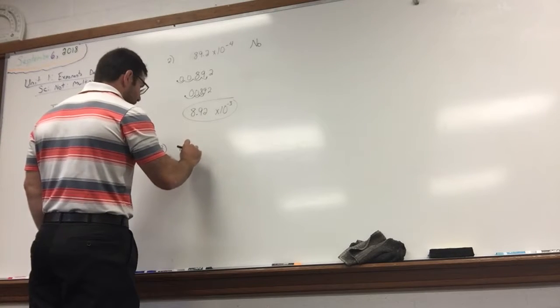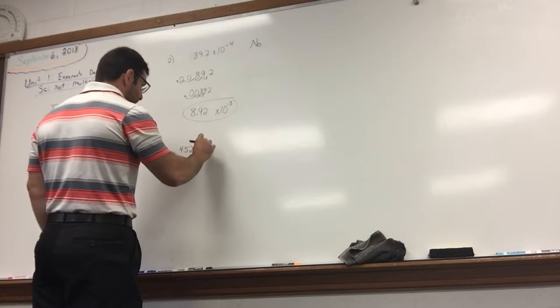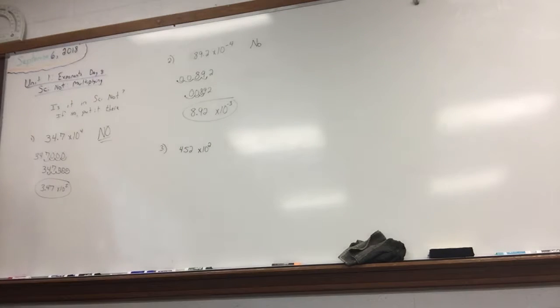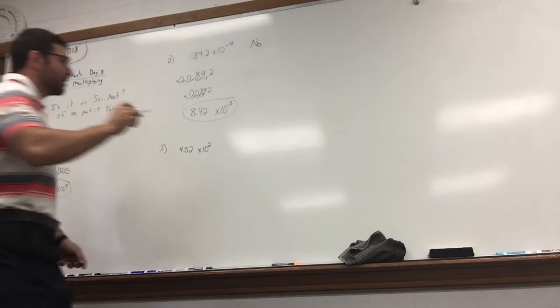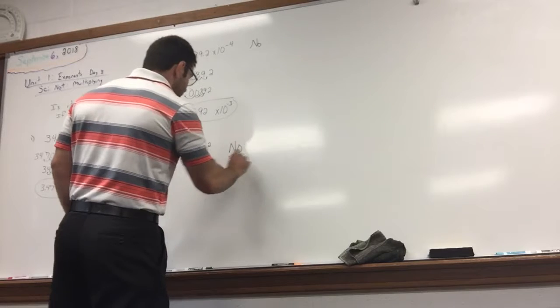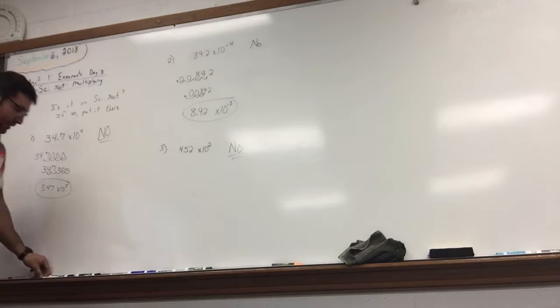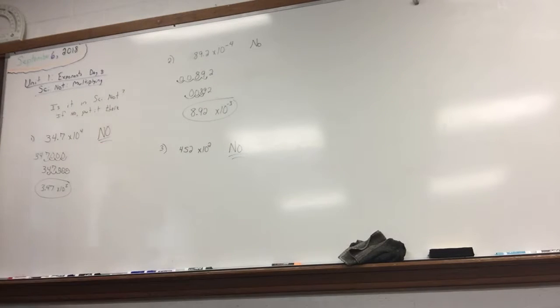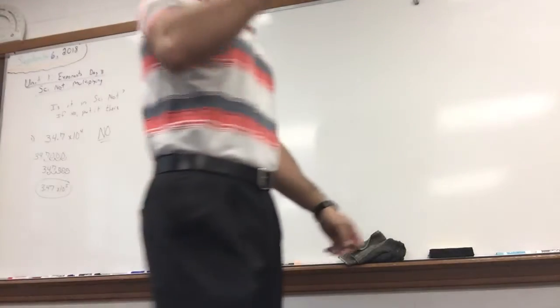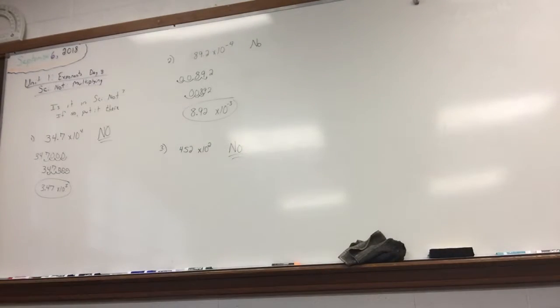452 times 10 to the second. Be careful. You need to know where the decimal starts. I'm telling you immediately that no, it is not in scientific notation. So you need to think about, where is the decimal? Where does it need to be? Can I write it in standard form? Those are all important things. See what's happening. So I would start off by writing it in standard form.